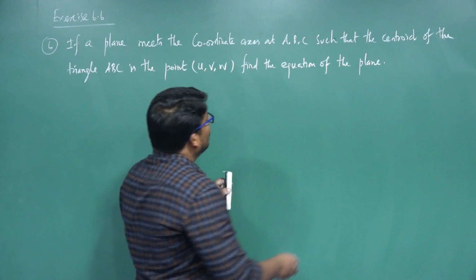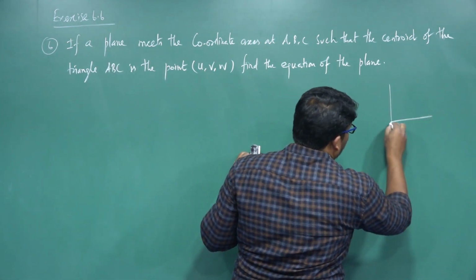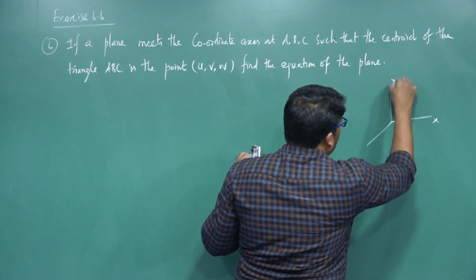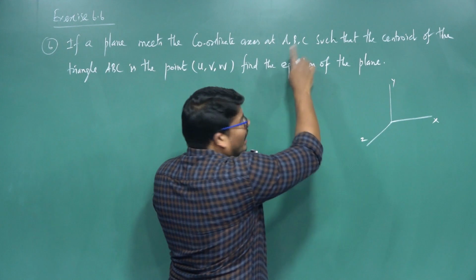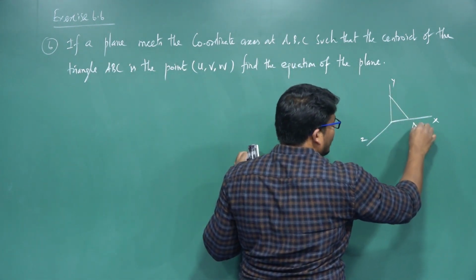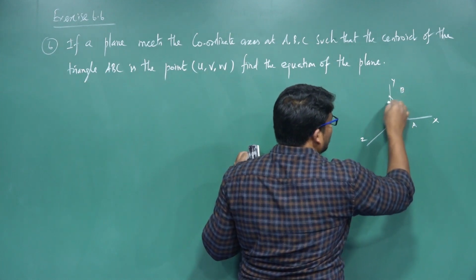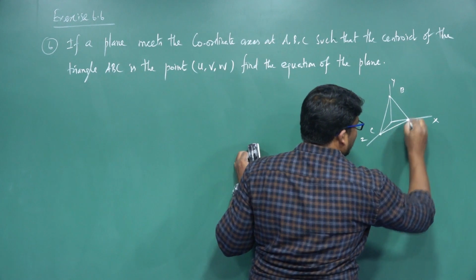First, write it in intercept form. This is the x, y, z plane. The plane intercepts the coordinate axes. Here the point is A, here the point is B, here the point is C. That is the plane.